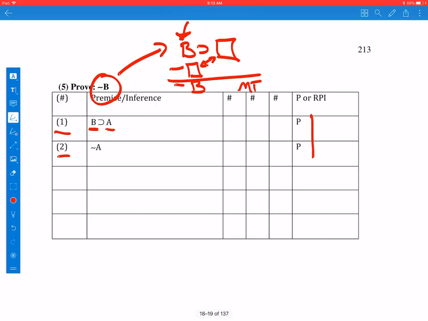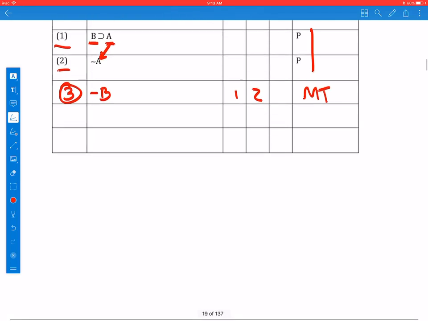So we look over here, here's an A, and we need the opposite of an A to do the modus tollens, and guess what's on line 2? The opposite of the consequent, so we're able to do modus tollens and get not B, that's line 3, from 1 and 2 modus tollens. Let's do another.